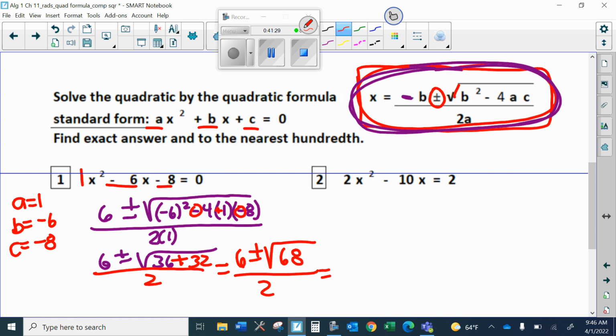Remember, if you didn't know it, you start with half the number. 34. Go down to the next one, 25 doesn't go in it. Go to the next one, 16 doesn't go in it. Next one, 9 doesn't go into it. Go down to 4, 4 does go into it. So I have 6 plus or minus square root of 4 times the square root of 17. 4 times 17 is 68, all over 2. So now I have 6 plus or minus 2, square root of 4 is 2, root 17, all over 2.